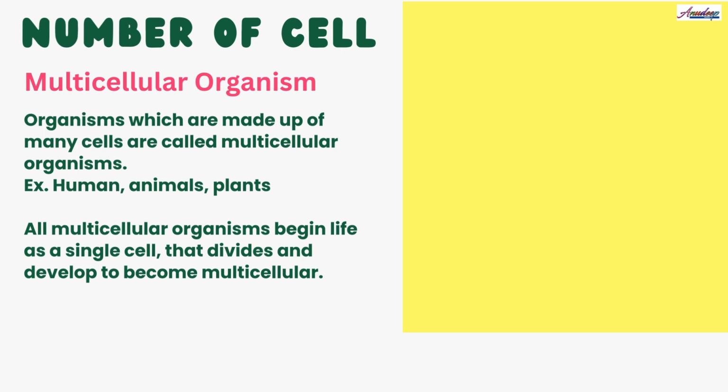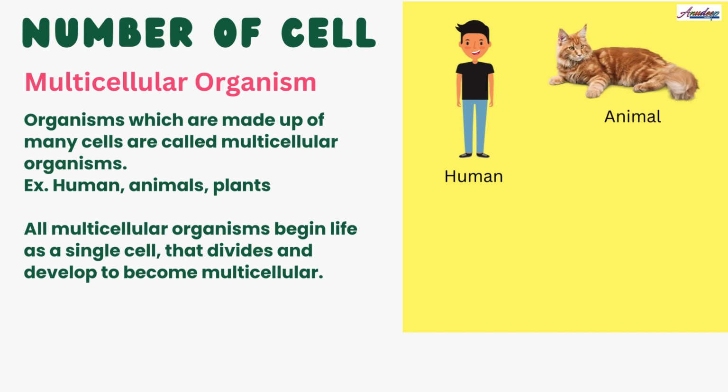Next is multicellular organism. As the name suggests, multi means more than one, and cell. So organisms which have more than one cell are called multicellular organisms. Organisms which are made up of many cells are called multicellular organisms. For example, human, animals, plants.